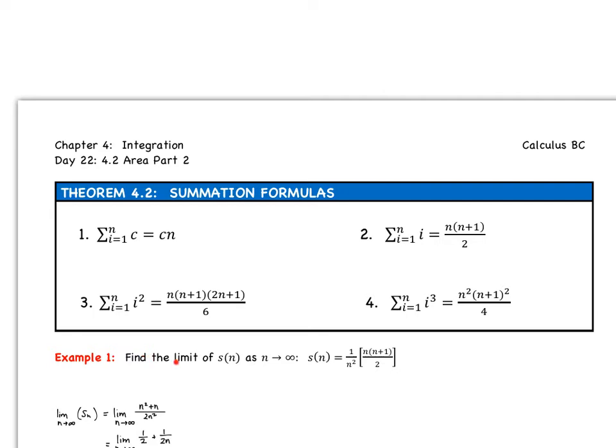All right, so let's find the limit of s of n as n approaches infinity, where s of n equals this right here. So go ahead, set up your limit notation. So the limit as n goes to infinity of s sub n equals this. So the limit as n goes to infinity of n squared plus n over 2n squared. I just multiplied that through. So go through, see if you can find the limit, and we'll check back answers in a second.